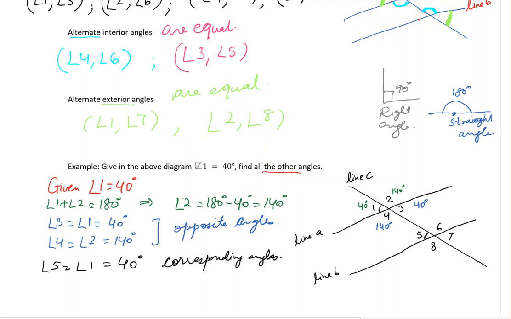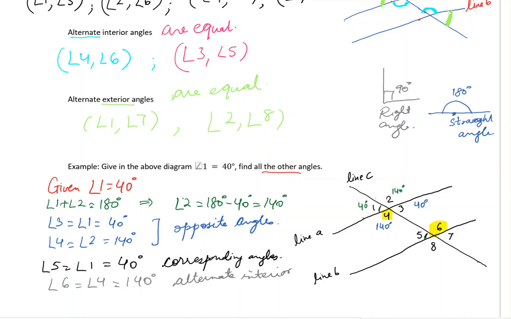Similarly, we can think about angle 6 and angle 4. These are on the alternate sides and interior of the parallel lines. So these angles are called alternate interior angles. So angle 6 is equal to angle 4 and the measure would be 140 degrees because they are alternate interior angles.